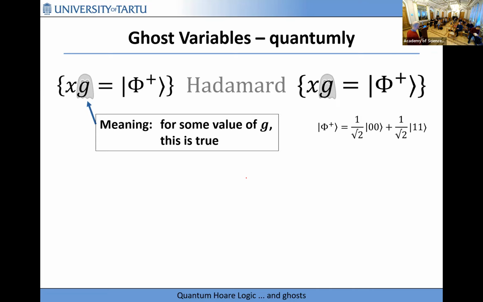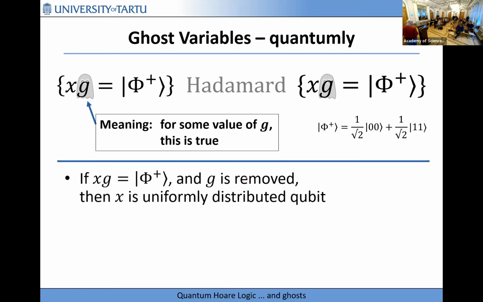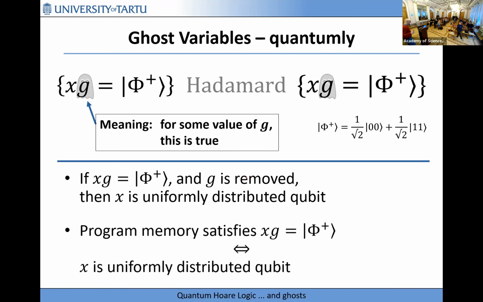Now I could interpret this, and I'm going to skip how it's exactly done, as saying I can extend the state to a state that contains a g, so that this holds. So any state that can be extended so that this holds, if I run Hadamard, then you get a state that can be extended so that this holds. And now the question is, what would that mean? Well, a state that can be extended with another part of the system so that xg becomes phi plus. You can prove that this holds if and only if x is uniformly distributed.